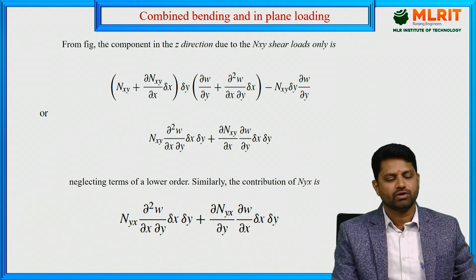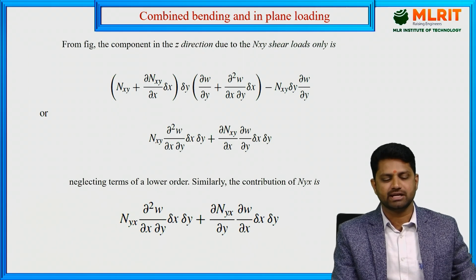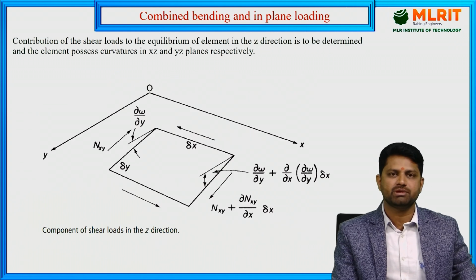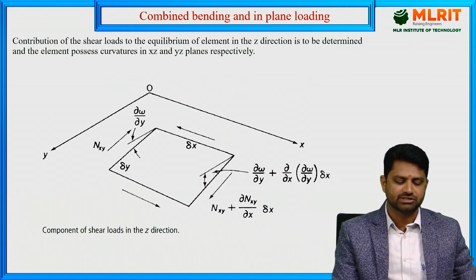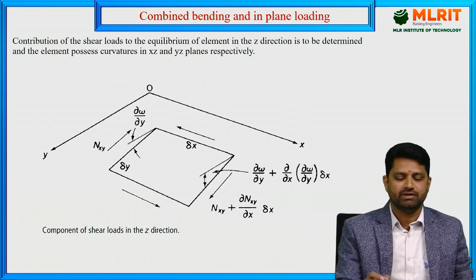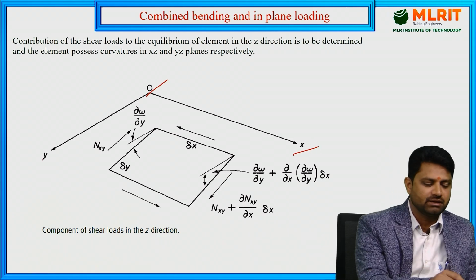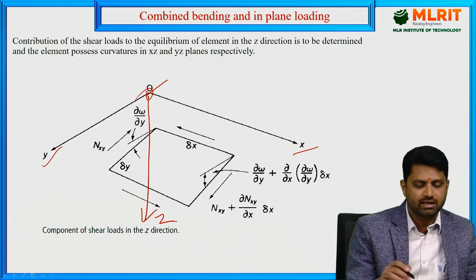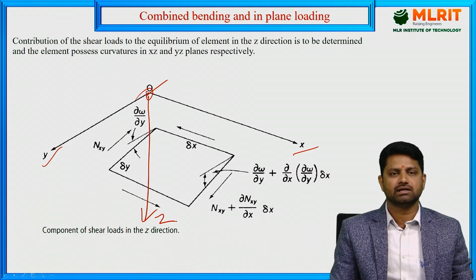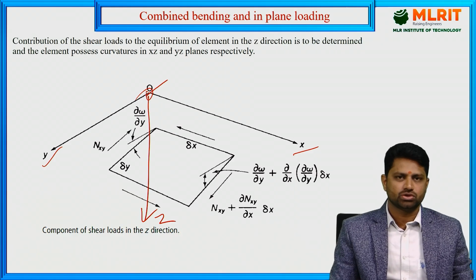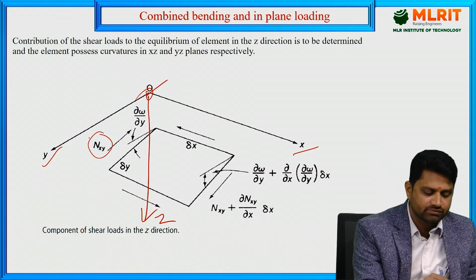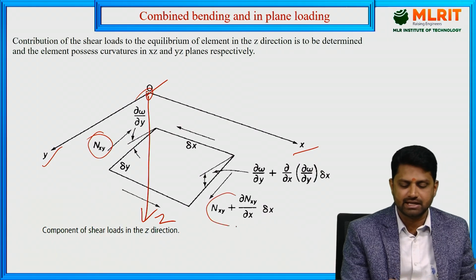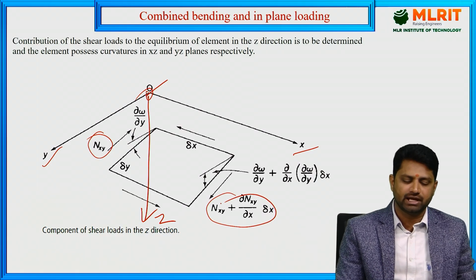Now from the figure, the component in z direction due to the Nxy shear load is given by, so now the equilibrium is being considered in z direction. Where is the z direction in this? We have x axis, y axis and origin here. So the z axis is acting in the vertical downward direction. Now whatever forces we have, shear loads Nxy and Nxy plus its increment, we have to take first.